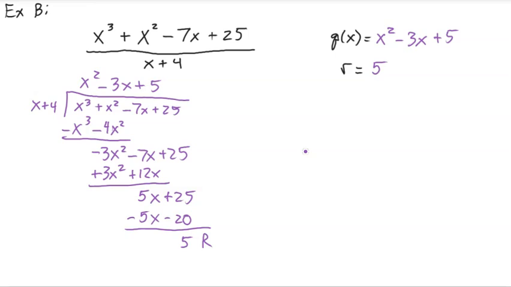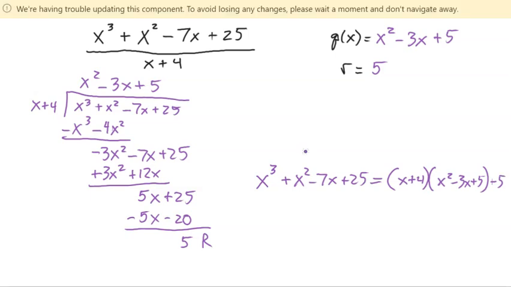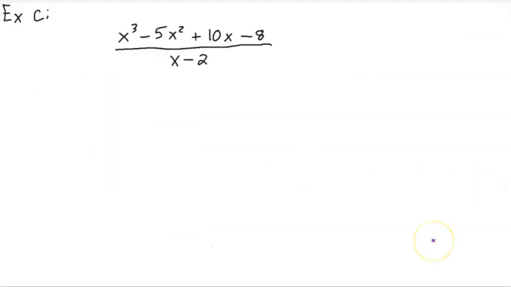And if we wanted to write it, we could write this. Here, let me show you how this works. Basically what we're saying is that the original dividend, x cubed plus x squared minus 7x plus 25, is equal to the divisor, x plus 4, times the quotient, x squared minus 3x plus 5, plus the remainder, plus 5. Okay, that's the idea. Here's our last example.